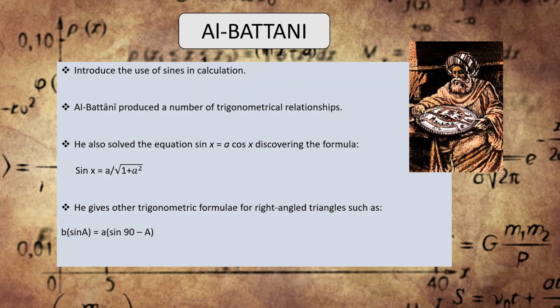Al-Battani introduced the use of science and calculation. He also produced a number of trigonometrical relationships, and he solved the equation sin x = a cos x, discovering the formula sin x = a / sqrt(1 + a^2). He gives the trigonometric formula for right angle triangles such as b sin A = a sin(90 - A).